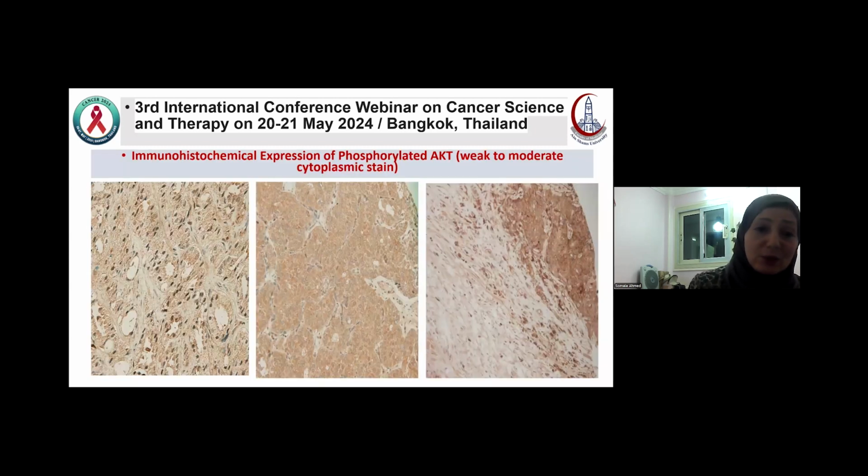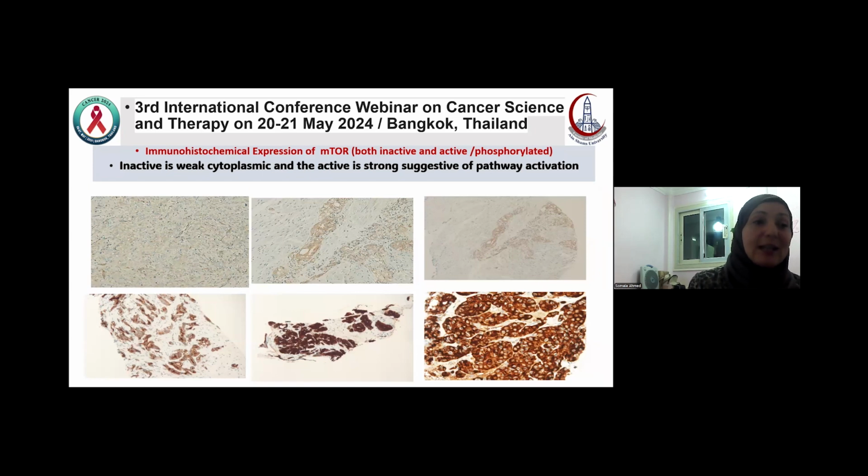And this is the interpretation of AKT. There is a diffuse cytoplasmic stain in most of the tumor cells, and this denotes activation of AKT. And this is for mTOR. In the above images, this is for inactive mTOR, which shows weak cytoplasmic stain of the tumor cells. And in the below image, this is the strong cytoplasmic stain for the phosphorylated mTOR. This denotes activation of mTOR and the change of the inactive form into the activated form. And this also denotes activation of this pathway in prostatic cancer cases.